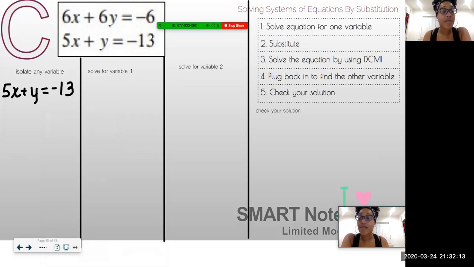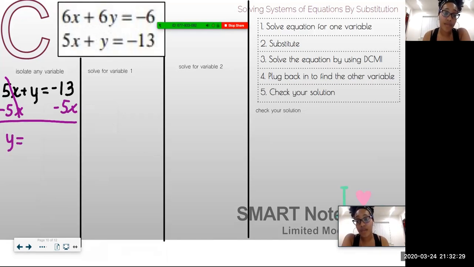All right, so we don't want this positive 5x. And in order to get rid of that, we use inverse operations. We subtract 5x on both sides. I'm going to rewrite this now. These go away. I'm left with y is equal to, and I'm going to rewrite this in y equals mx plus c form. This is what Ms. Fu did in the mini lesson video. So y is equal to negative 5x minus 13.